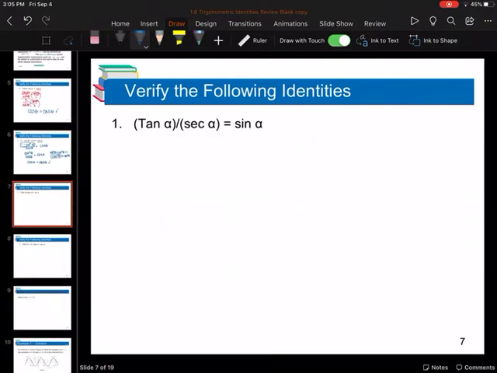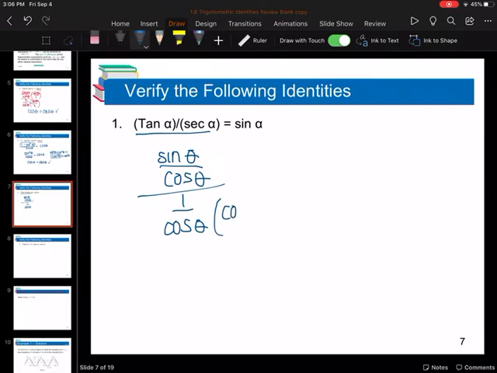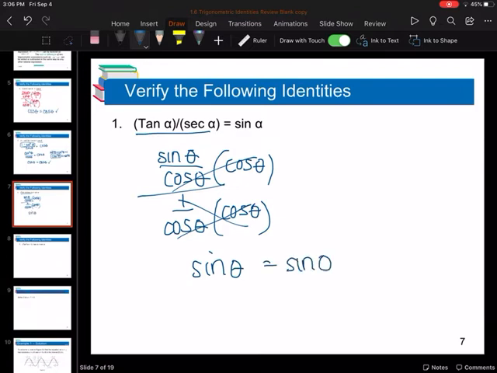We have tan theta over secant theta equals sine. So we're going to change the complicated and make it simple. So the tangent of theta becomes sine theta over cosine theta. Secant of theta becomes 1 over cosine theta. We can't have a fraction in a fraction, so we flip it. The denominator cancels, the cosines cancel, and we get sine theta equals sine theta.